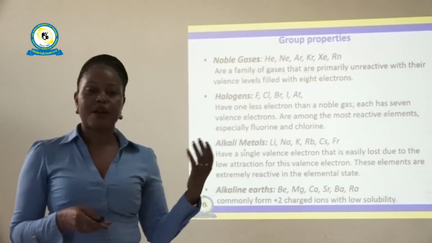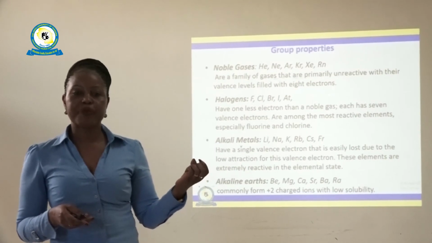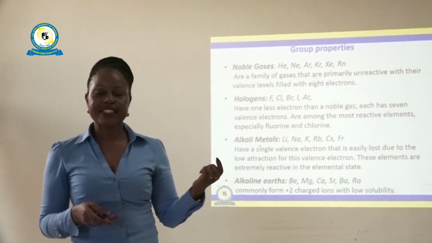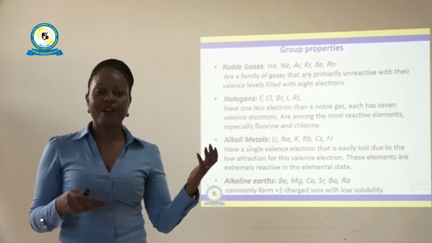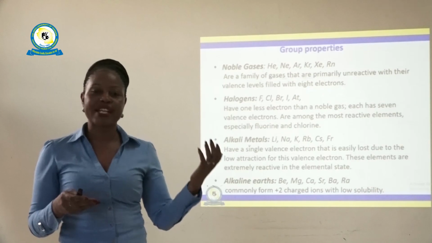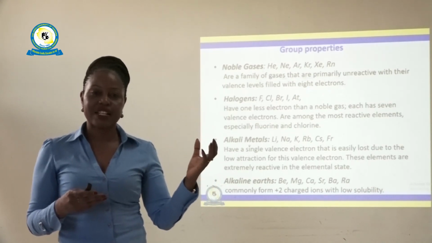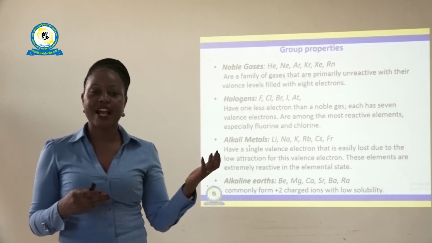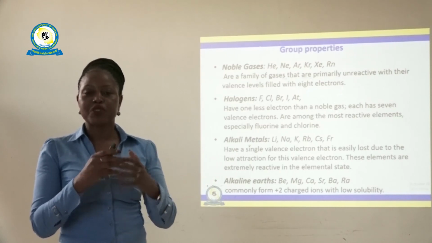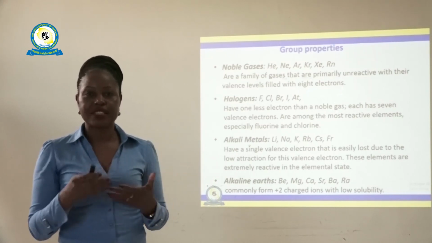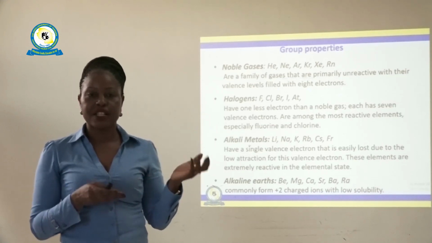Now, for example, we have the noble gases: helium, neon, argon, krypton, xenon, and radon. They are a family of gases that are known as noble gases, and they have an octet shell, that is, 8 electrons in their outermost shell. Their outermost shell is completely filled, and that's why they are noble and they do not make reactions easily.